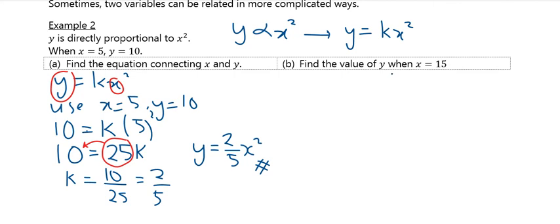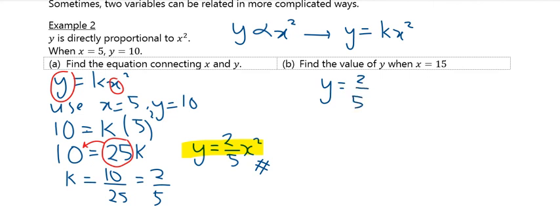Find the value of y when x equals 15. Now, here is the situation where you are given one value and you have to find the missing value. So here you're given x equals 15 and you have to find y. So you are going to use this one, right?